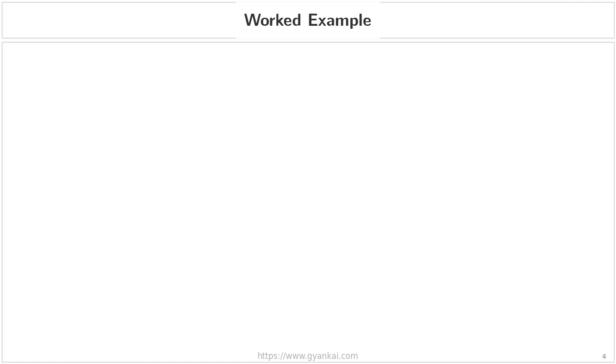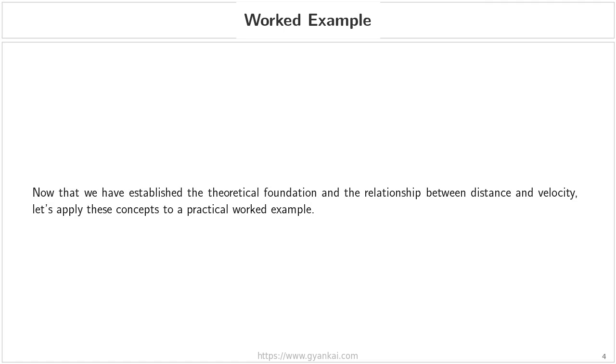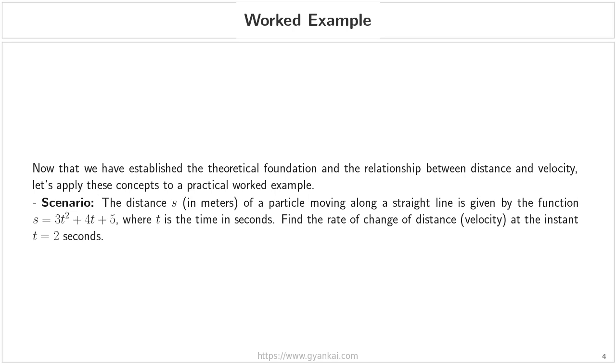Worked example. Now that we have established the theoretical foundation and the relationship between distance and velocity, let's apply these concepts to a practical worked example. Please look at the scenario provided. We are tracking a particle moving along a straight line. Its distance, represented by the variable s in meters, is defined by the function s equals 3t squared plus 4t plus 5, where t represents the time in seconds.